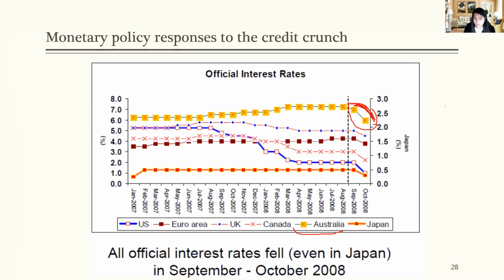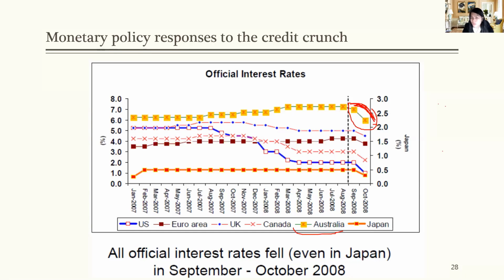Right. So Australia did really well in the 2007 crisis. One of the reasons was that our banking sector was very well regulated, the banks held a lot of capital, and they did not get involved too much in the subprime mortgage crisis in the US.